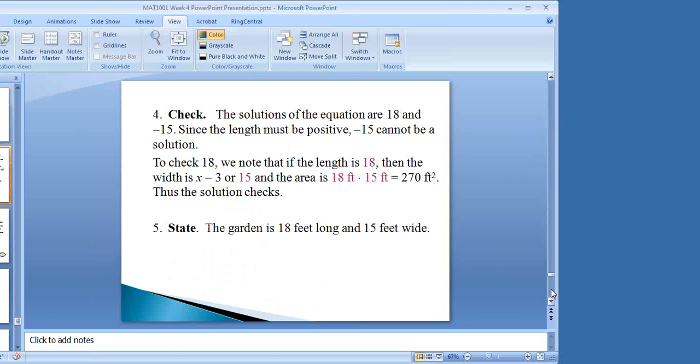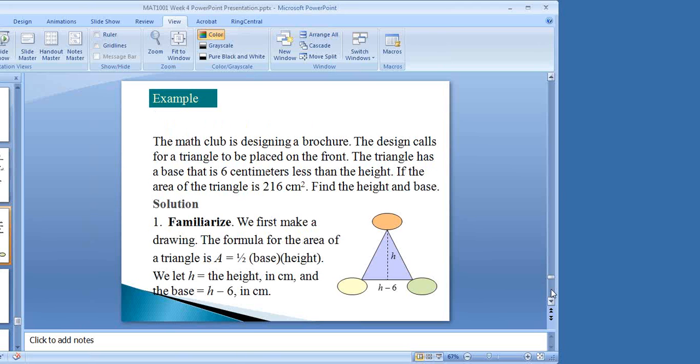But we can't have a -15 for a length, can we? So our answer is going to be 18. And 18 is x, so x minus 3 is 18 minus 3, or 15. So those are our two dimensions. All right, here's another one. I'll leave this for you.